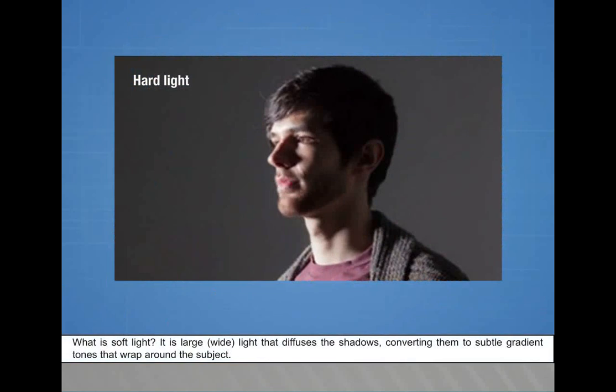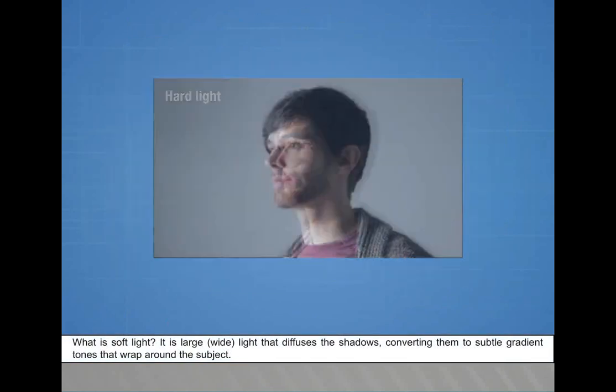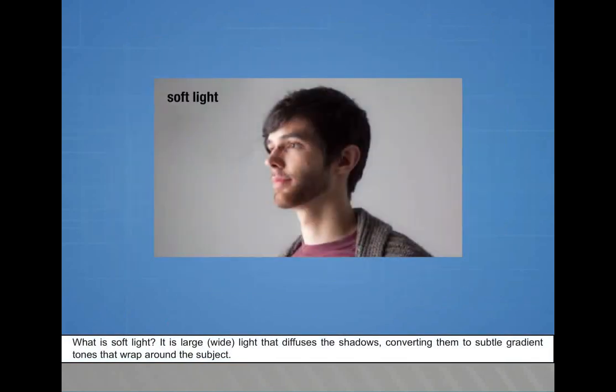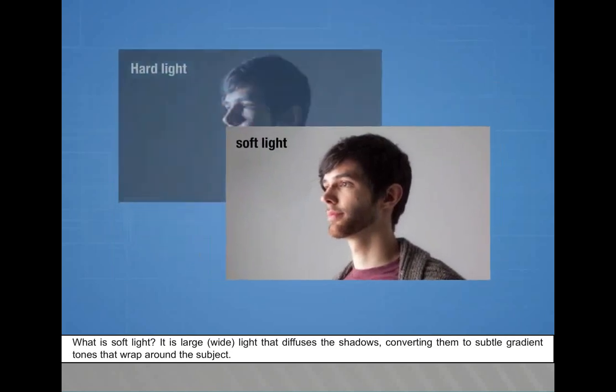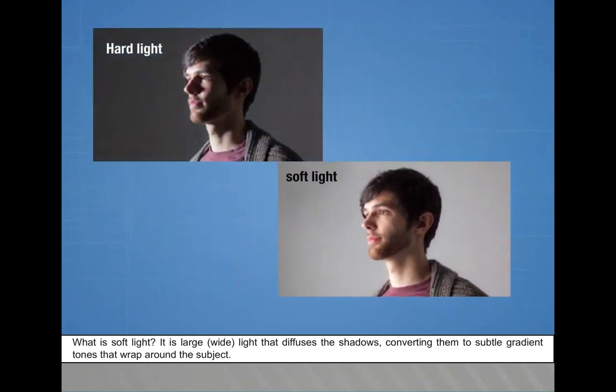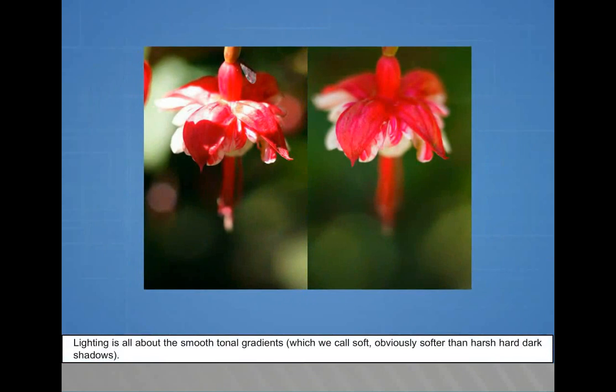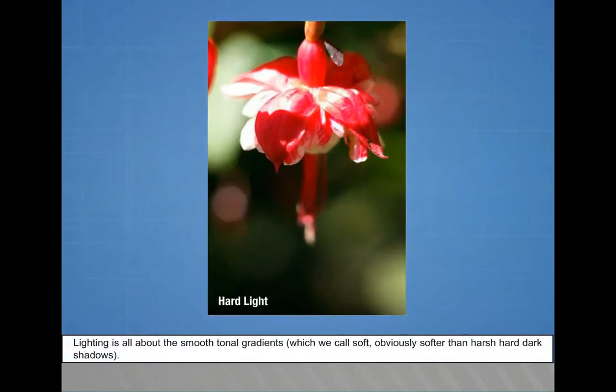What is soft light? It is large, white light that diffuses the shadows, converting them to subtle gradient tones that wrap around the subject. Lighting is all about the smooth tonal gradients, which we call soft, obviously softer than harsh, hard, dark shadows.